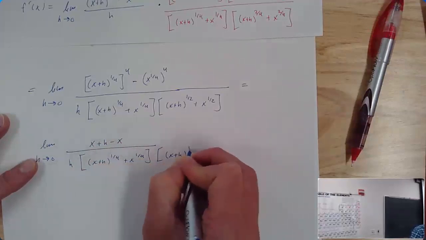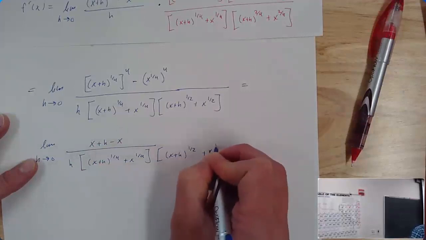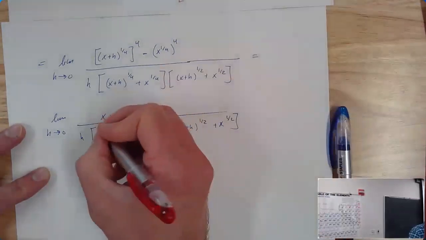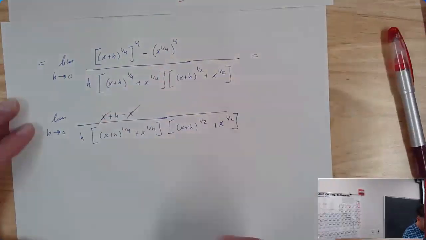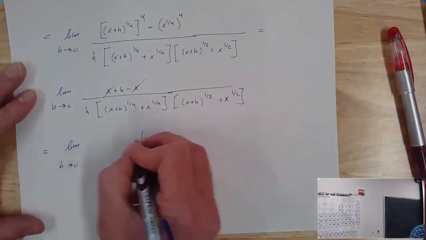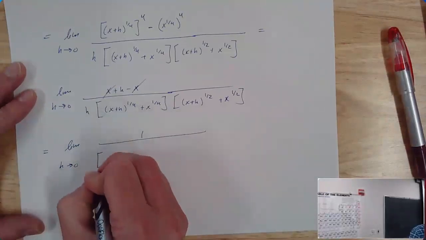Don't worry, we're almost done. But I told you not to write it down. It's all okay, so then x cancels. h divided by h is 1. So the limit as h goes to 0 of 1 over all this leftover stuff.